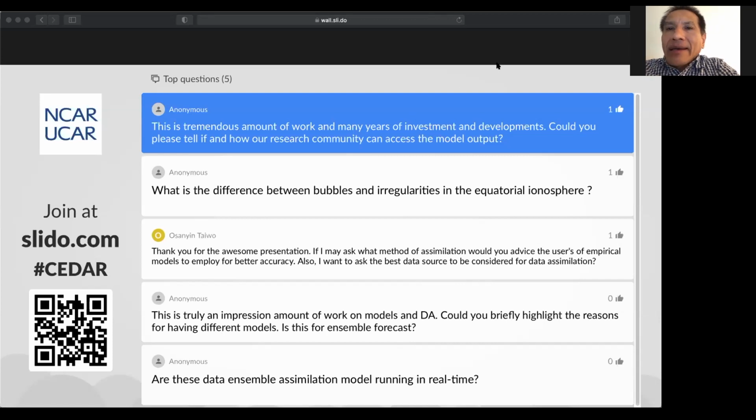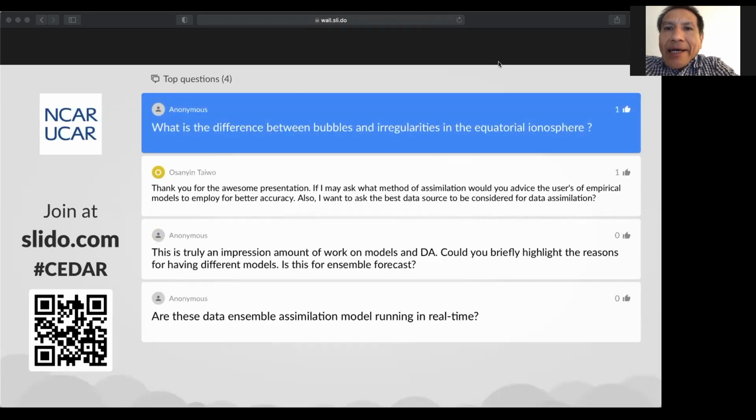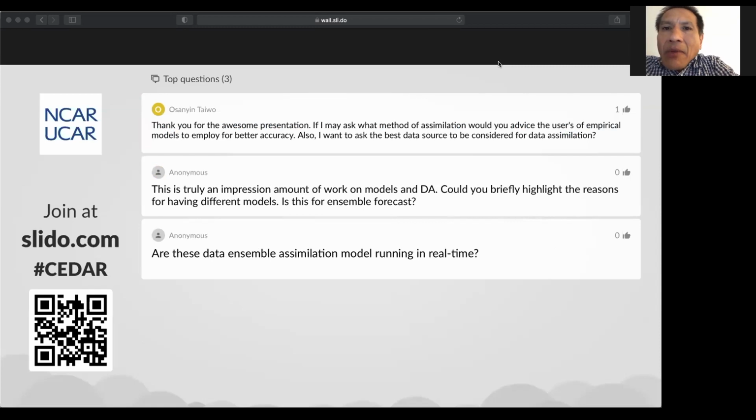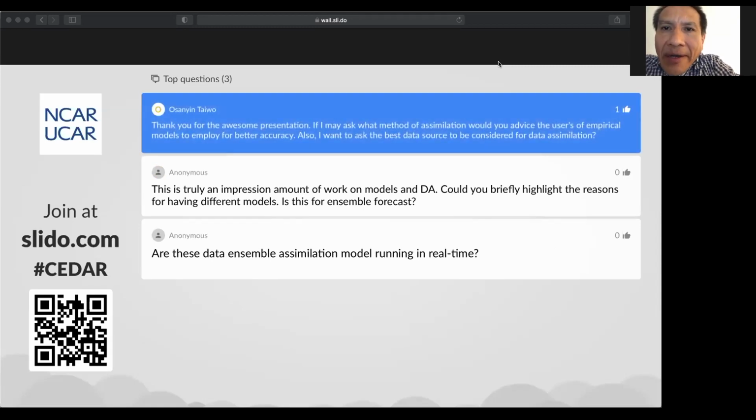Can we bring up the questions a little bit more, please? So we already answered the difference between bubbles and irregularities. There is, I think, one more question that we can entertain, Bob, from Osanjin Taiwood. Thank you for the awesome presentation. If I may ask, what method of assimilation would you advise the users of empirical models to employ for better accuracy? Also, I want to ask the best data source to be considered for data assimilation.